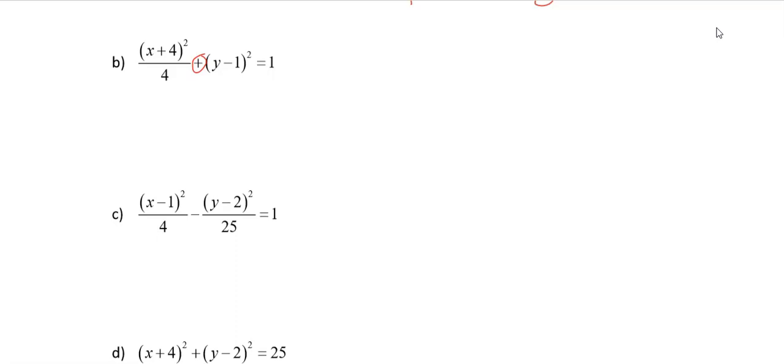Do you notice that the form this one is written in is equal to 1? Look at your two denominators here. I notice the y minus 1 squared doesn't look like it has a denominator. Actually it does. You can put that over a 1. And so your denominators are different, and that means it's not a circle.